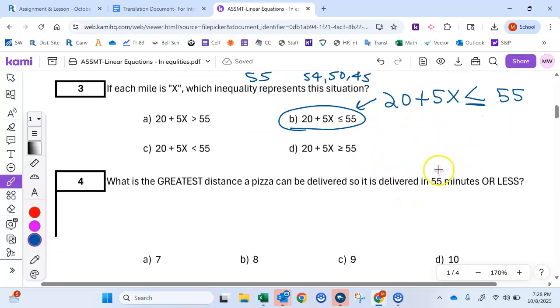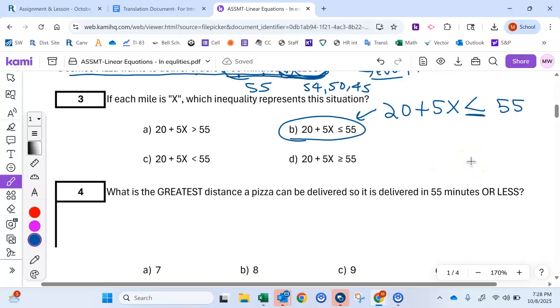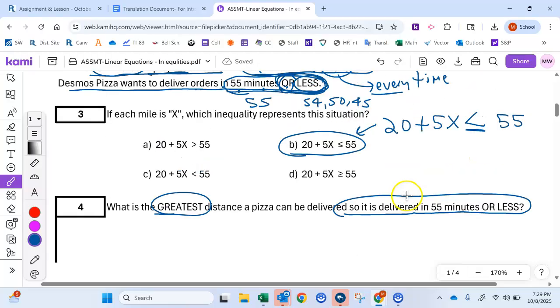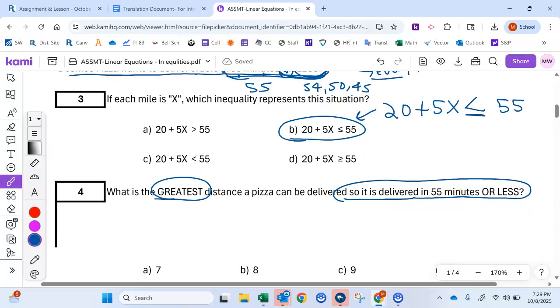Okay, the next thing is, now that we know this is the correct answer, what is the greatest, the biggest distance it can be delivered? So it is delivered in 55 minutes or less, okay? Again, if you want, we can try answer choices. What I'm going to do is take this and solve it myself. So I'm going to go minus 20, minus 20. So what do we get? We get 5x is less than or equal to 35, okay? Divided by 5, divided by 5.